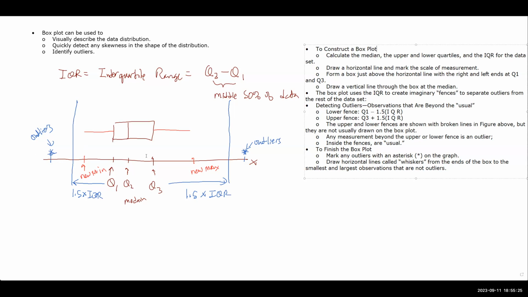Draw a horizontal line to mark the data, and form a box just over the horizontal line, where Q1 marks one edge of the box and Q3 marks the other edge of the box. You draw the box and draw a vertical line through the median, or Q2. So here's the box with the median.